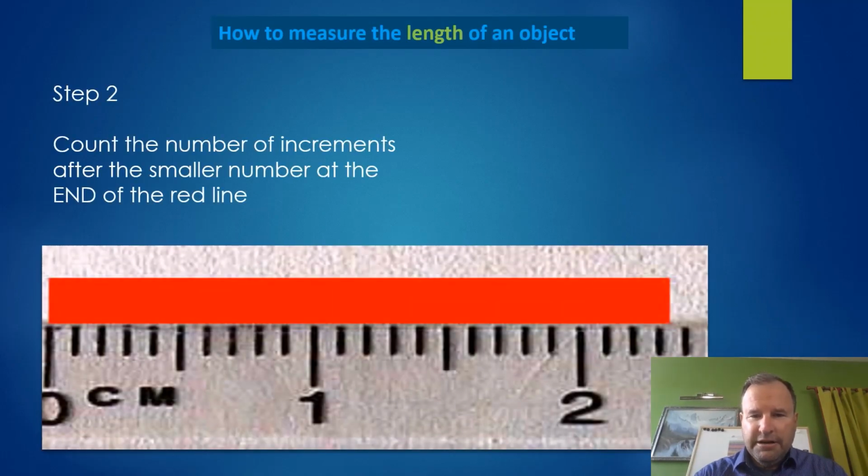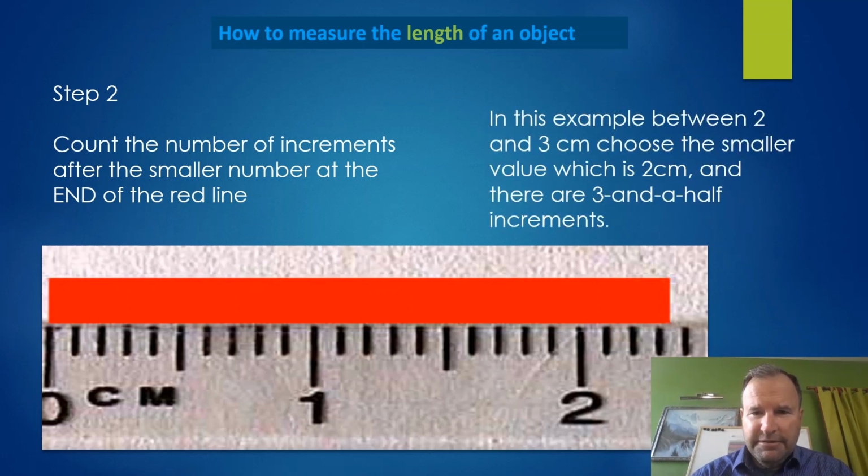Now you count the number of increments in between that ends at the line, and you can see here we've got 1 increment, 2 increment, 3 increment, and pretty close to halfway in between, isn't it? So we've got about 3.5 increments. So when we take it from the lower number, 2, and then we add the rest, we check the scale.